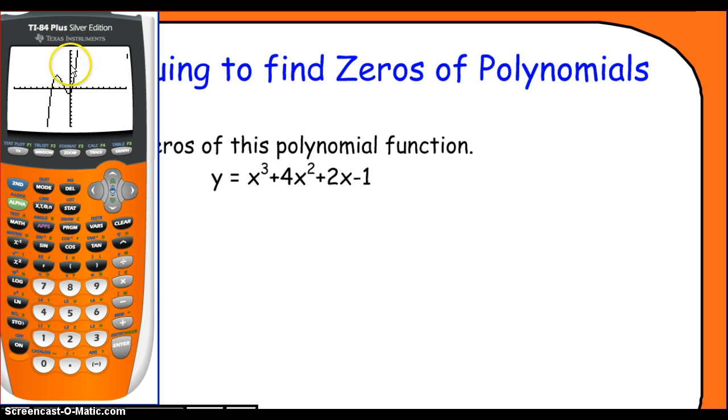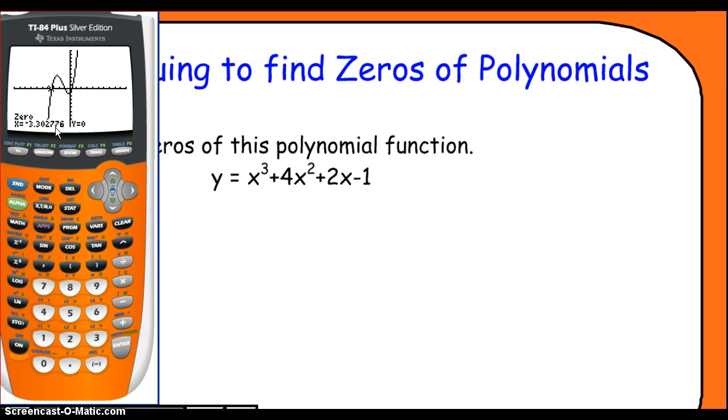So it's cubic, so again I see that snake-like shape. I'm going to hit second trace 0. And I'm going to try to find this one. So something to the left would be like -5. Something to the right, -2, and I'm going to guess probably -3. And here what I recognize is that this 0 is not rational, meaning it's not a whole number, it's not a nice fraction. It is irrational.